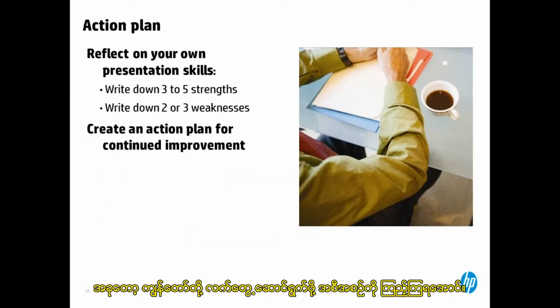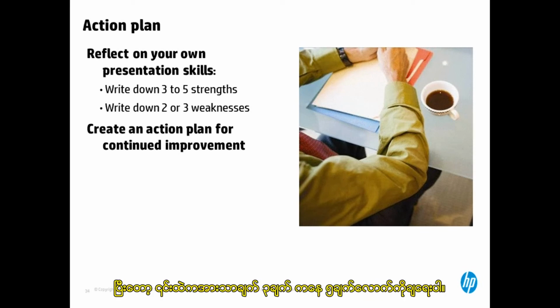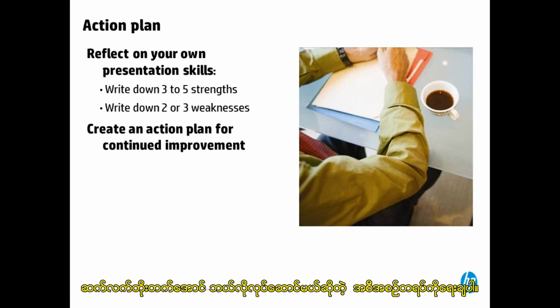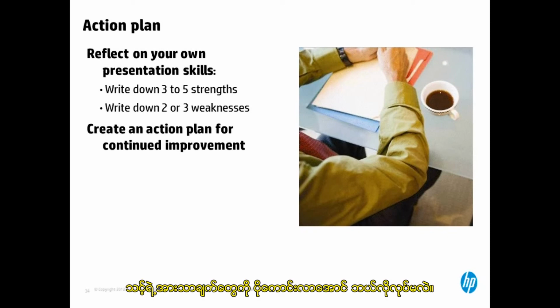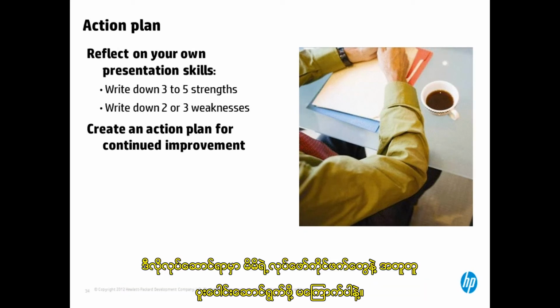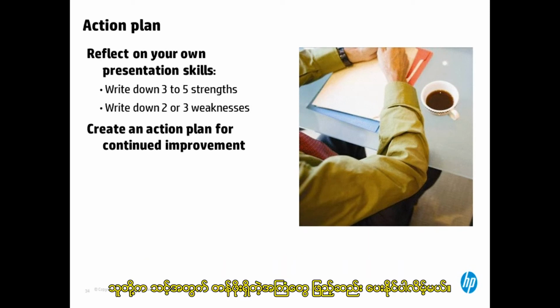So now let's have a look at our action plan. Reflect on your own presentation skills. Write down 3 to 5 strengths and write down 2 or 3 weaknesses. Create an action plan for continued improvement. What are you going to do to enhance your strengths? What are you going to do to minimize your weaknesses? Don't be afraid to engage with your colleague when doing this. They will be able to provide you with valuable input as well.